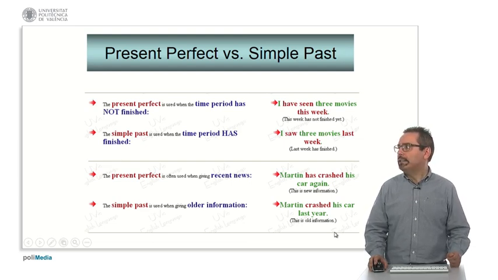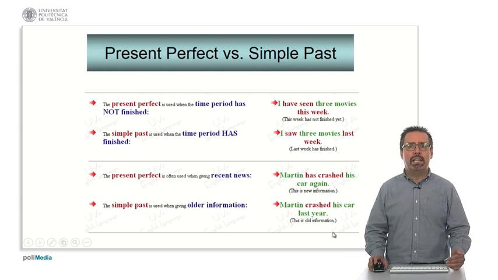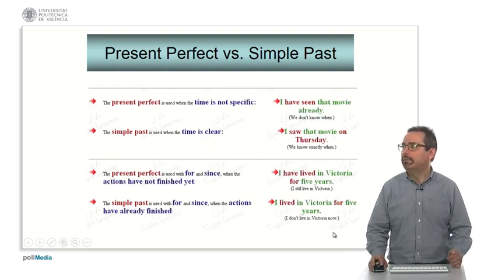Another difference is between the present perfect used for recent news: Martin has crashed his car again. This is new information. And the simple past for older information: Martin crashed his car last year. In this case, we don't see it as connected to the present.